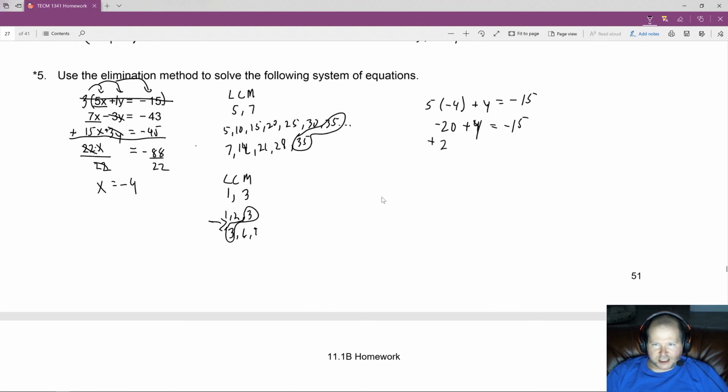We undo the subtraction of y, or the negative 20, by adding 20, and whatever we do to one side, we do to the other. Those cancel out, leaving y is equal to 5. So the ordered pair on this one is a negative 4 and a 5.